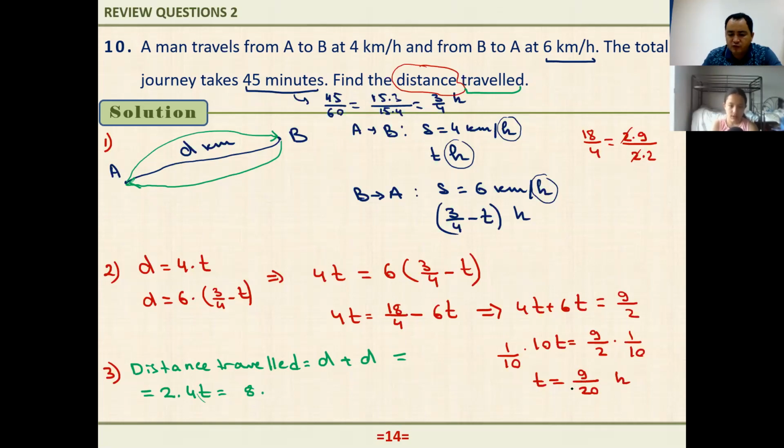T we got here, right? 9 over 20. So that's equal to 9 over 20. Now if we simplify this, 8 actually I can write as 8 times 9 over 20, and 20 I can write as 4 times 5, right? And 8 divided by 4 is equal to 2. 2 times 9 is 18 over 5 kilometers. Or I can just write in decimal form, 18 over 5 is 3.6 kilometers. So this guy traveled 3.6 kilometers to travel from A to B and B to A.